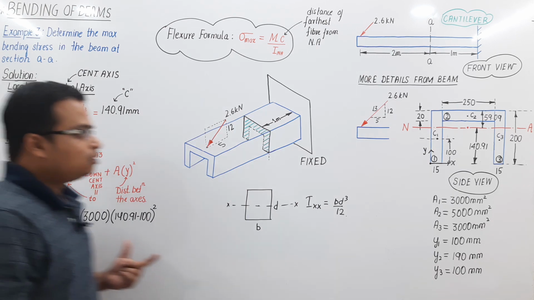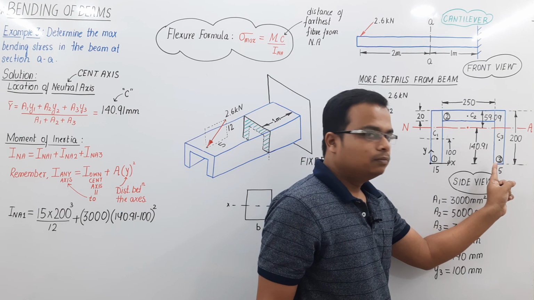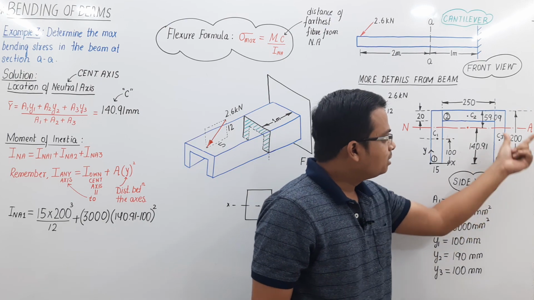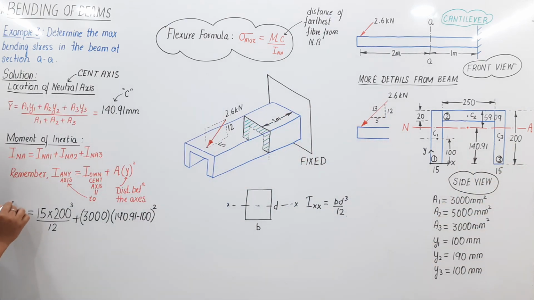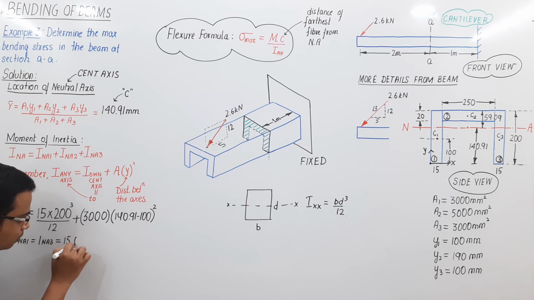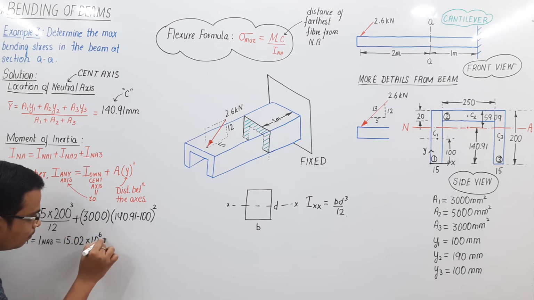And the same analysis will be done for this rectangle also. Everything will be the same: 15 into 200 cube divided by 12, plus the area, which is identical. So this INA1 is also equal to INA3. Let me write the final value. INA1 is equal to INA3, and finally what works out is 15.02 into 10 raised to 6 millimeter raised to 4. Done.